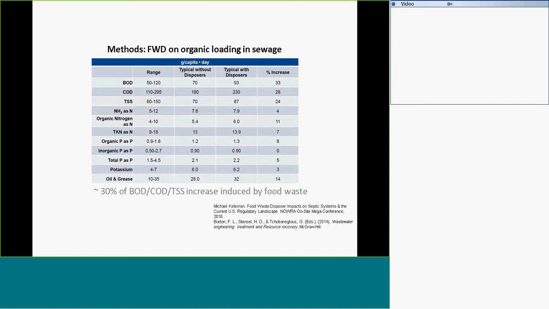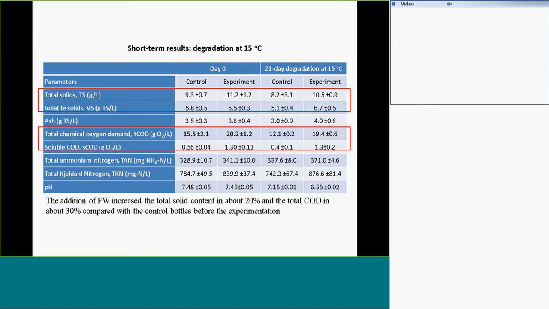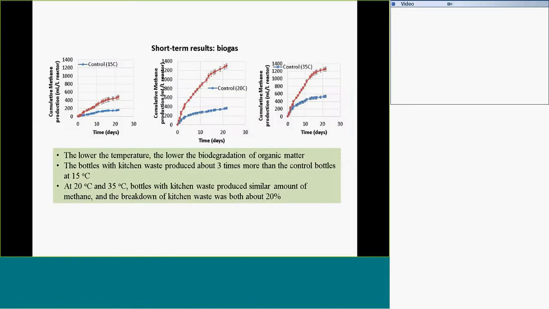So this is the first study about the septic tank, evaluating what happened when food waste was spiked with the sewage. Basically, we found food waste is more easily biodegradable than sewage solid. You can see from this biogas production.